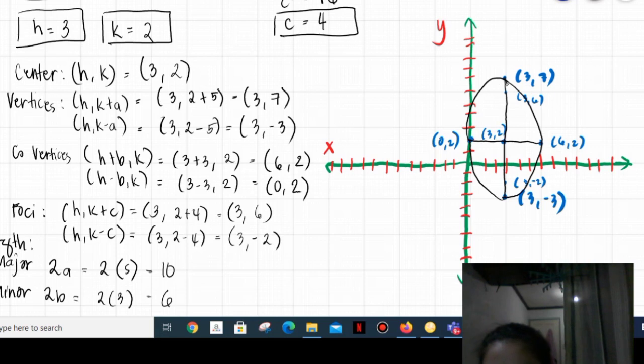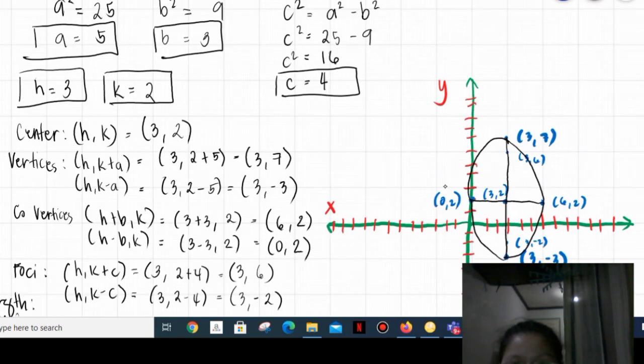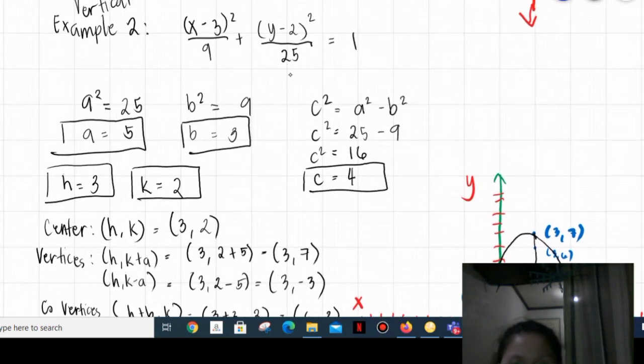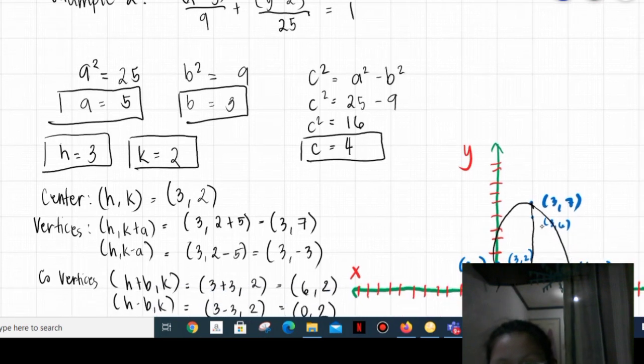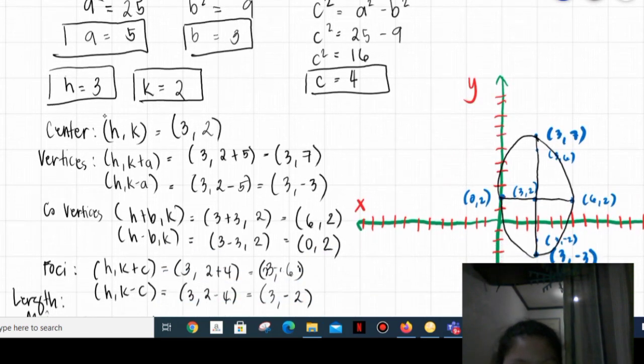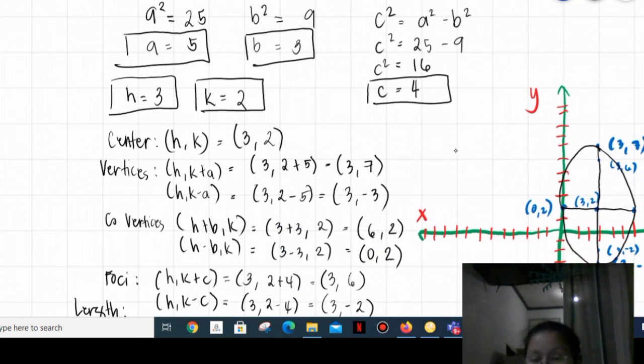Again, bakit vertical ellipse? Kasi mas mahaba yung vertical axis. At sa unahan pa lang ng equation, ma-identify nyo na vertical. Bakit? 9 and 25, mas mataas si 25 at denominator siya ni y. Therefore, mas mahaba si y-axis. Kaya, ang formula na gagamitin mo ay yung mga formula na binigay natin dito. Kasi kapag horizontal ellipse, yung example number 1 naman yung gagamitin nyo.